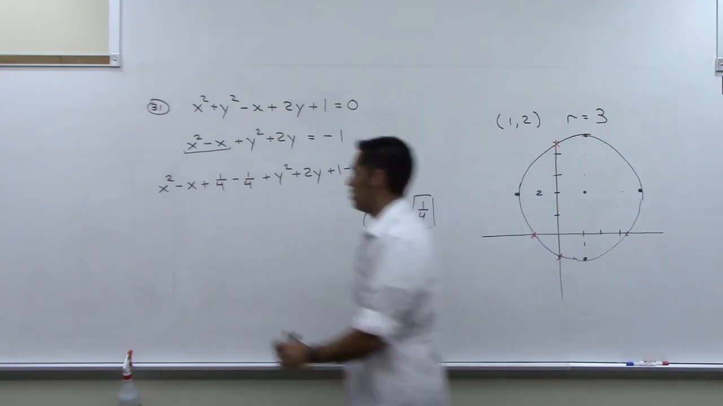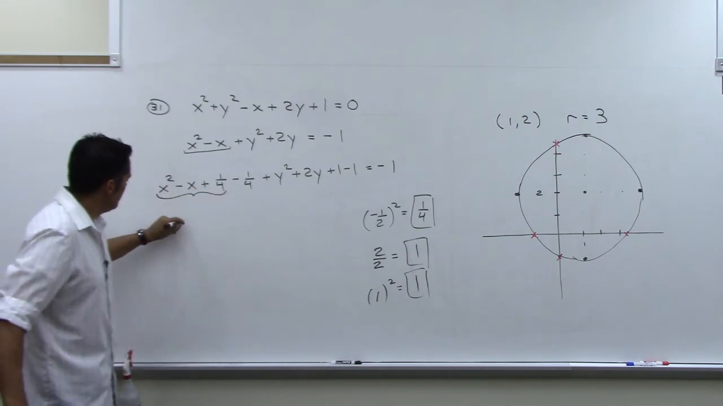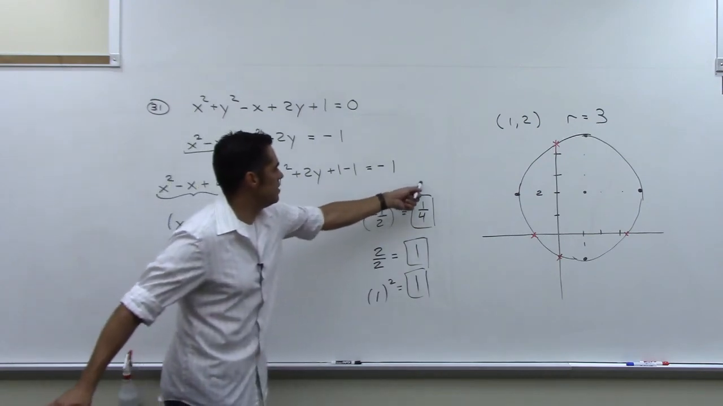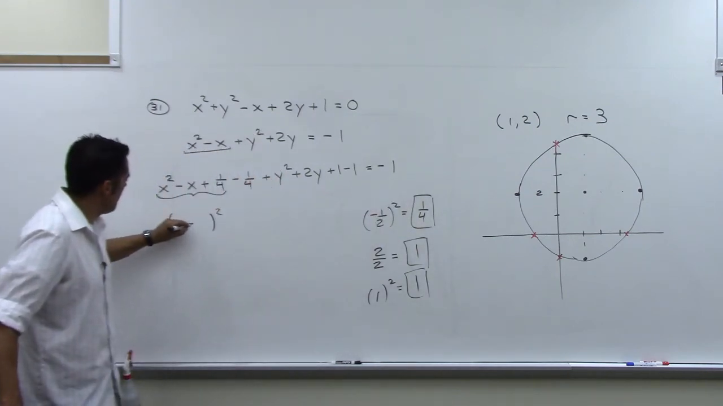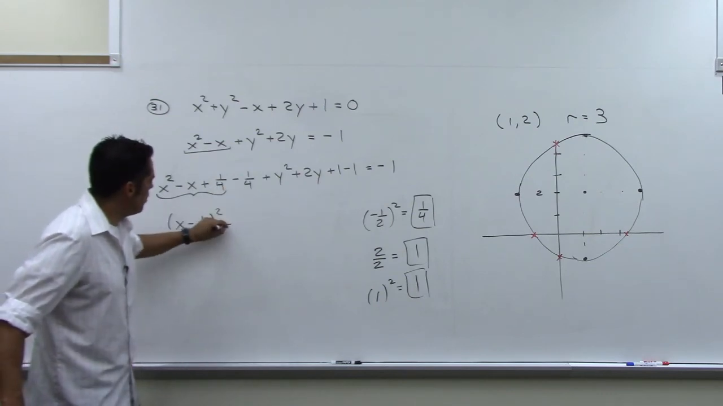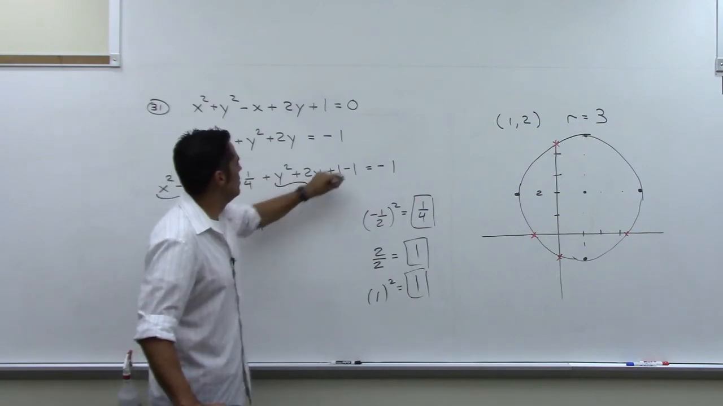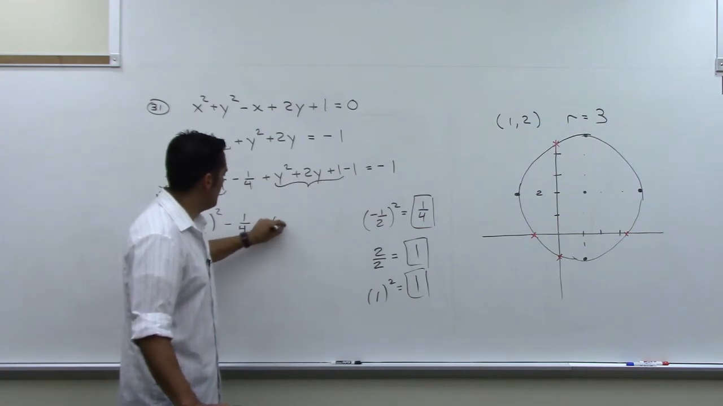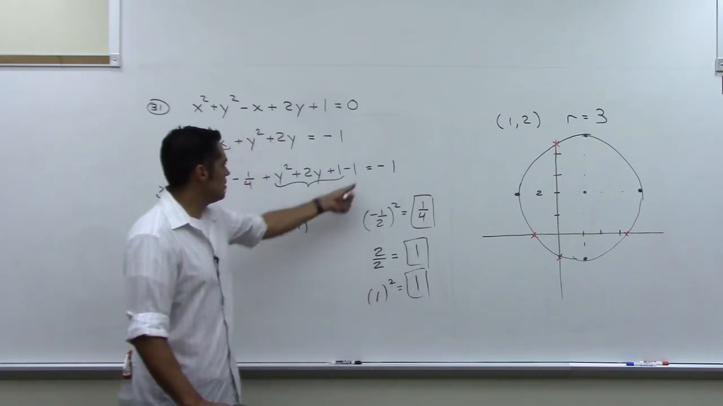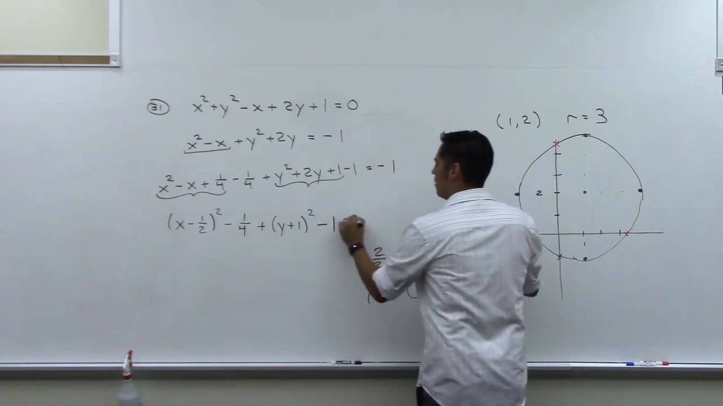Now the first three terms here should factor as a perfect square trinomial. It'll be x and then something squared, and I just erased it, but it was negative 1/2 there. So negative 1/2 goes here, and then we still have minus 1/4, plus, now these three terms are going to factor to be y plus 1 squared, that's using this number. Then I still have a minus 1. And on the other side, I still have equals negative 1.